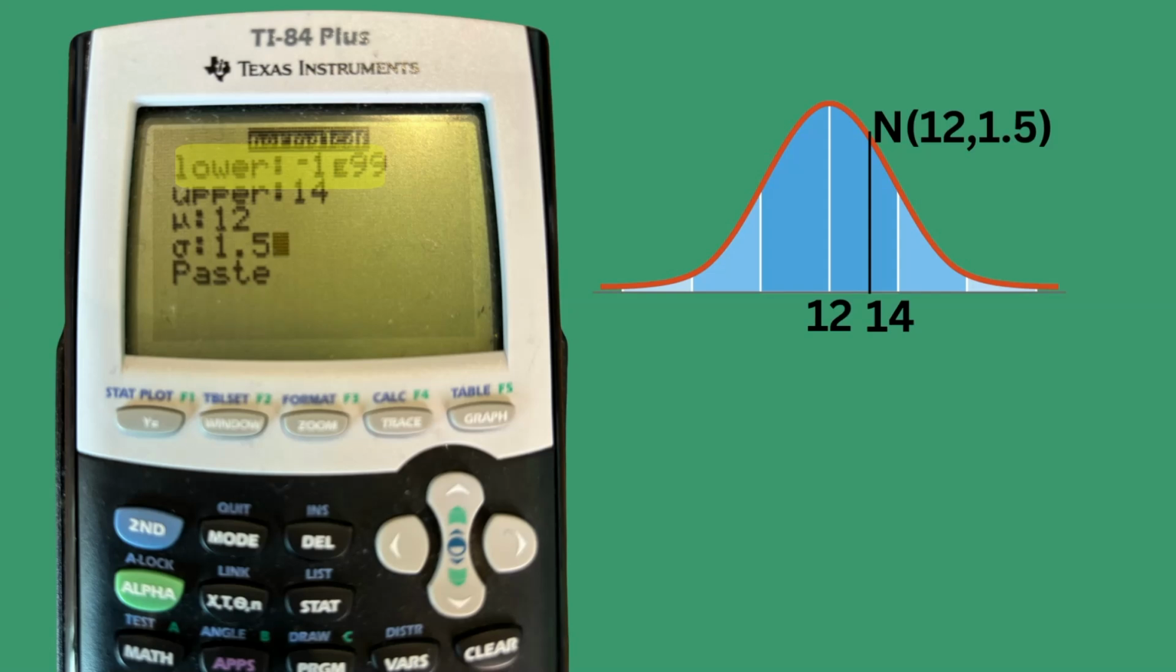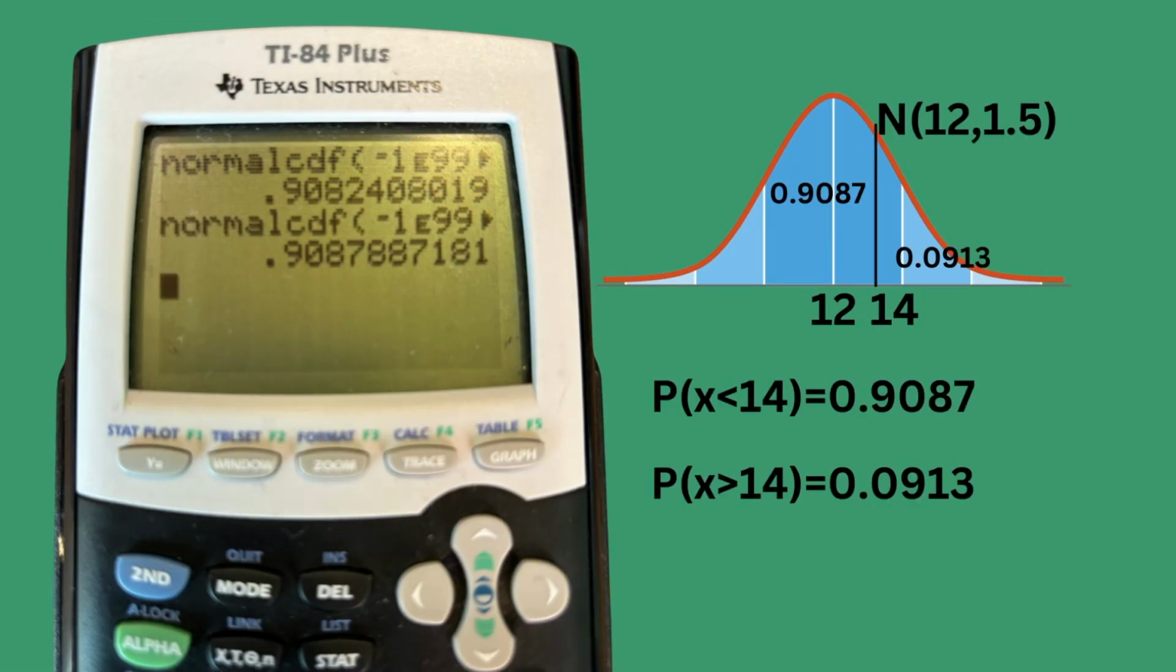So 14 on the upper end, and then we had a mean of 12 and a standard deviation of 1.5, which you can see denoted up here in your graph. And then you can hit enter, enter, enter, and we get a very similar value to what we found using the standardized value. The reason that it's different is because when we found the 1.33 z-score, that was not an exact value. We had a little bit of rounding, so there is a little difference there because of that rounding.